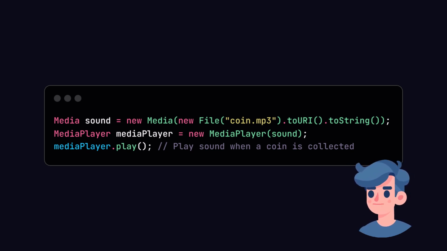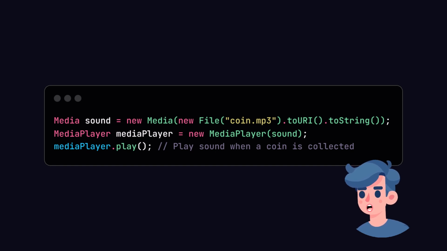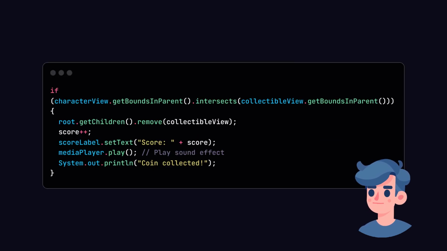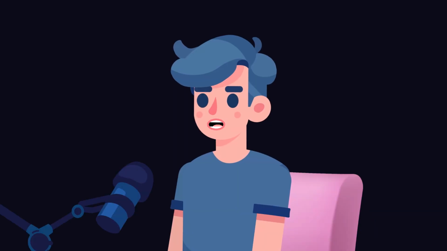Before we wrap up, let's polish our game a bit. We can add some sound effects when collecting a coin. Let's integrate this sound effect into our coin collection logic. Now our game is engaging with both visual and audio feedback.